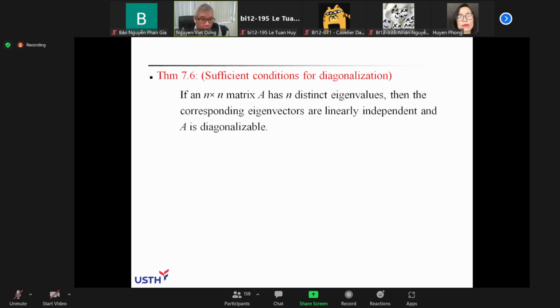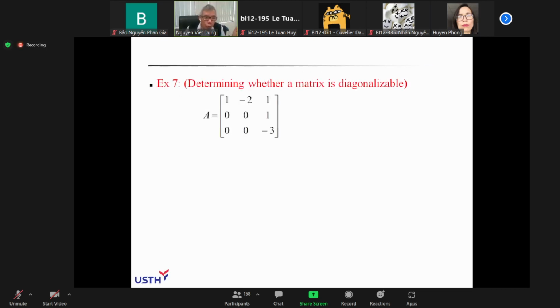So here you have a criterion to verify if A is diagonalizable or not. In case the square matrix A of order n has n distinct eigenvalues, all different from each other, then we know that A is diagonalizable. And here is an example.